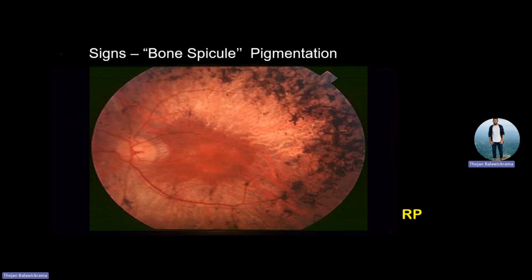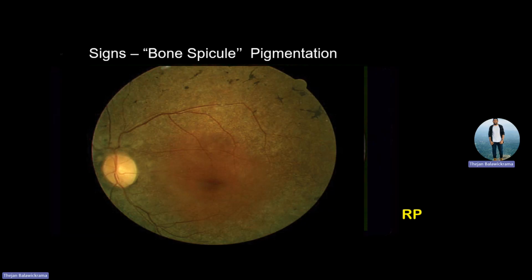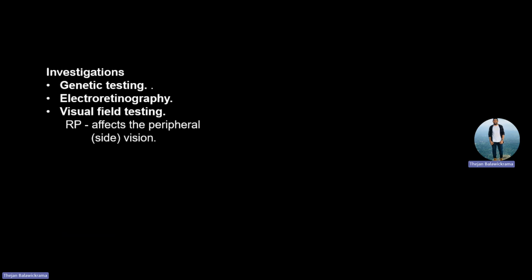When it comes to the later stages, it starts to encroach on the center. The optic nerve becomes very pale, and then they become severely visually impaired. So this is one condition where you have to give them low vision aids. I've got many patients who have gone to university also, but gradually it's becoming more and more. So how do you investigate?